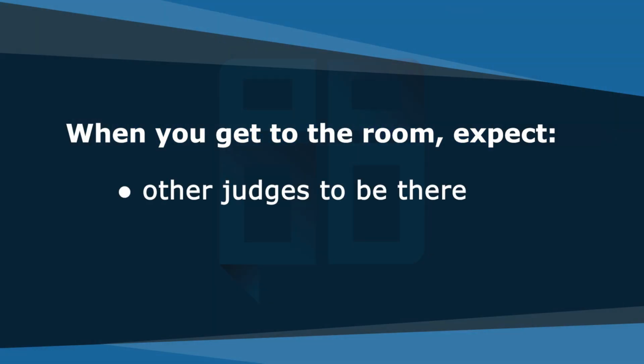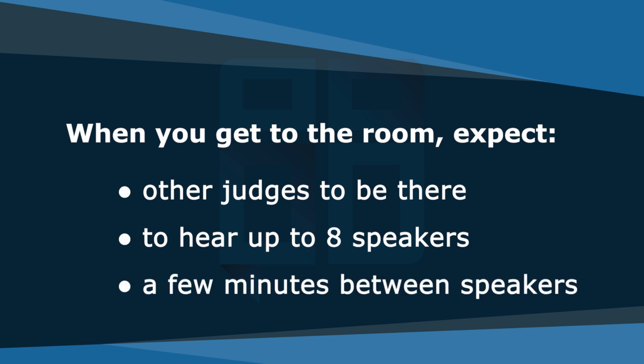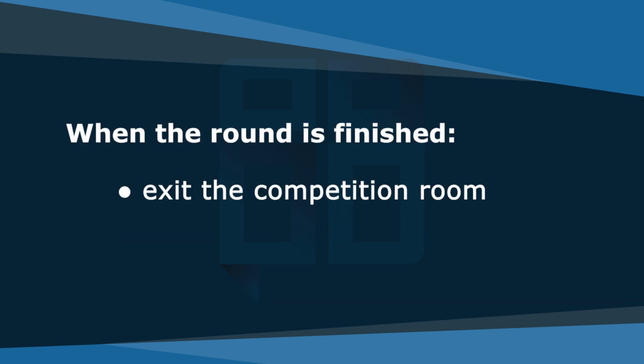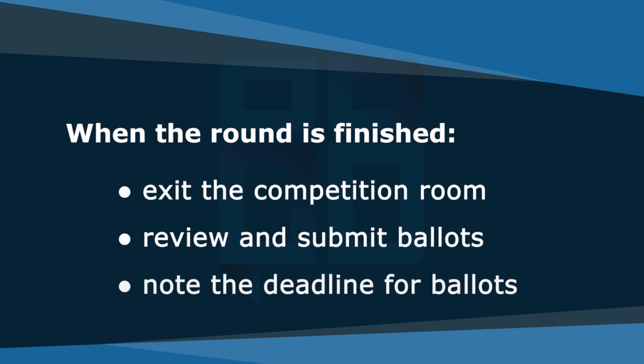When you get to the room, you can expect at least 2 other judges to be there with you. You will enjoy up to 8 speakers assigned to your room. In between those speakers, you will have a few minutes between each speech to make notes and transition to the next speaker. When the round is finished, you will exit the competition room. Then, take time to complete and review your feedback and rankings before submitting the ballots. Our tournament administration will also let you know when they hope to have ballots completed for the round. If you can honor that deadline, it helps us keep the tournament running on time.